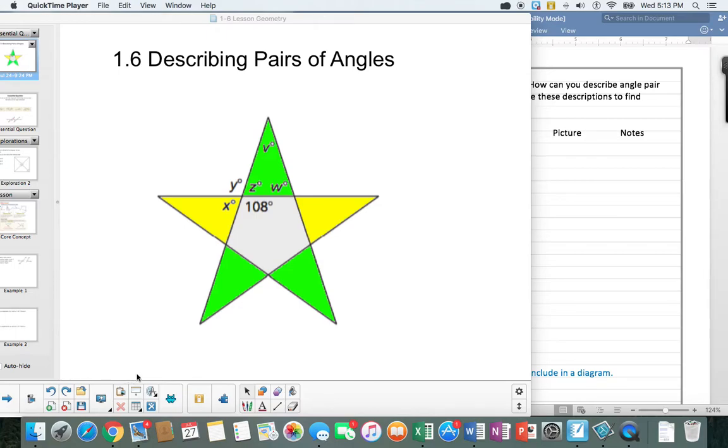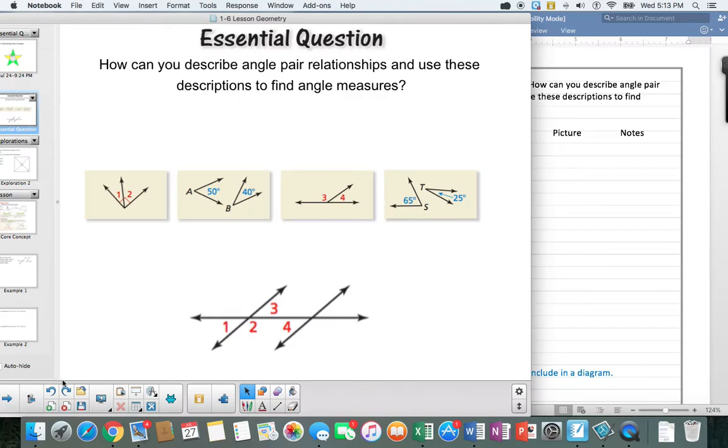Lesson 1.6, Describing Pairs of Angles. Essential question: how can you describe angle pair relationships and use these descriptions to find angle measures?